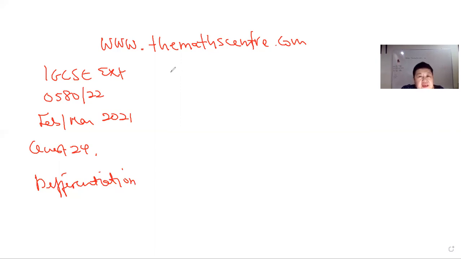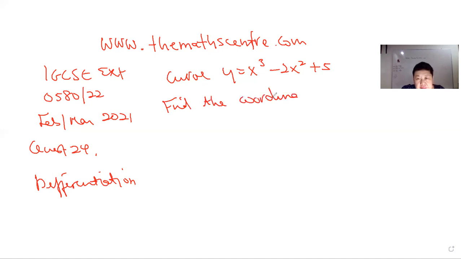It's very short. It says there's a curve, with an equation y equals x cubed minus 2x squared plus 5. A curve has equation y equals x cubed minus 2x squared plus 5. The instruction is really simple, very short. Find the coordinates of its two stationary points.